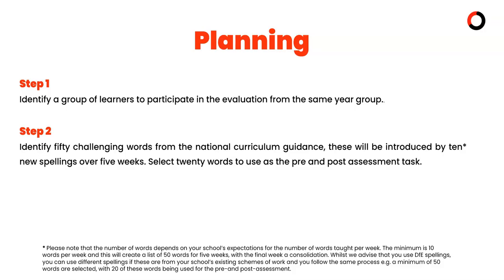Please note that the number of words depends on your school's expectations for the number of words taught per week. The minimum is 10 words per week, and this will create a list of 50 words for 5 weeks, with the final week as a consolidation. Whilst we advise that you use the DFE spellings, you can use different spellings as these are from your school's existing schemes of work, and you follow the same process. E.g., a minimum of 50 words are selected, with 20 of these words being used for the pre- and post-assessment task.